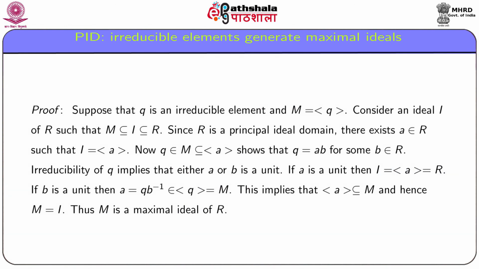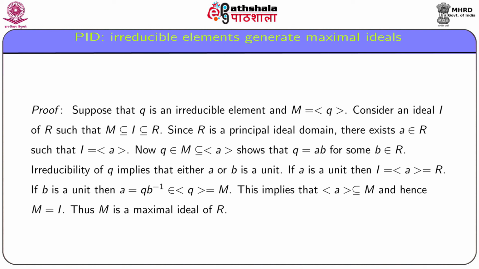Here assume that Q is an irreducible element and the ideal generated by Q is denoted by M. To prove that M is maximal, suppose there is an ideal I of R in between M and R. Since R is a principal ideal domain, there exists an element A in R which generates I. Then Q belongs to the ideal generated by A, and hence Q is equal to AB for some B in R. Since Q is irreducible, we have either A is a unit or B is a unit. If A is a unit, then the ideal generated by A, that is I, becomes equal to R.